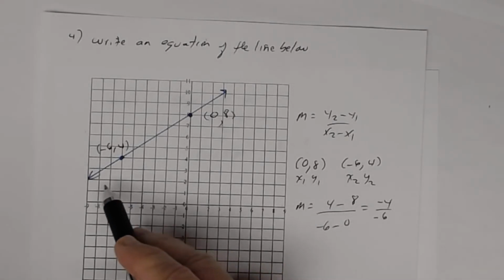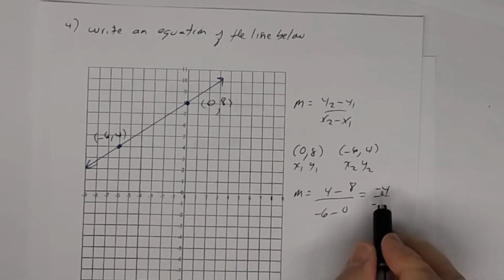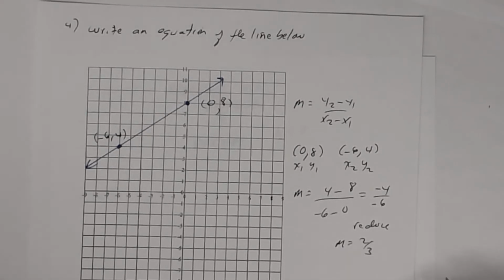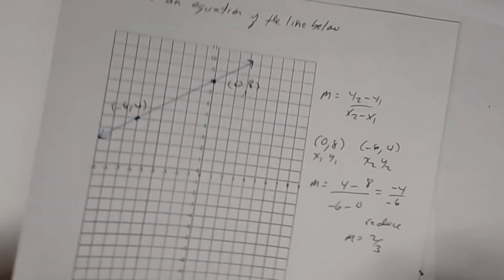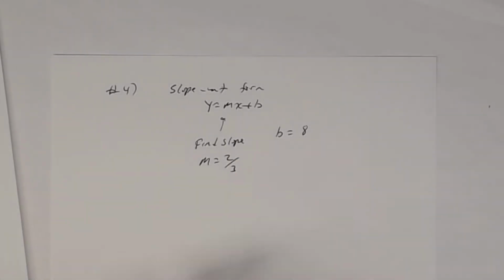Now remember, the line rises, so your slope better be positive. So make sure you recognize that a negative divided by a negative is a positive, and 4 over 6 can be reduced. So make sure you reduce this. So the slope is going to be 2/3. So there's your slope, 2/3. Okay? So I found the slope. And now all you do is substitute and you got your equation.